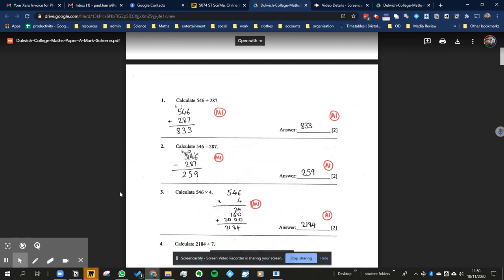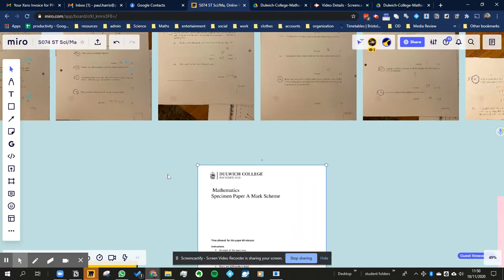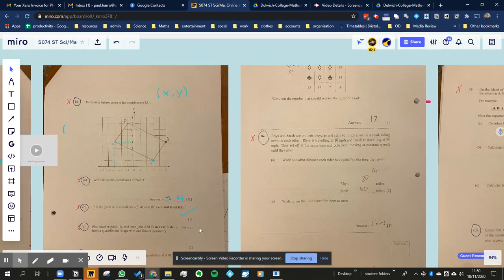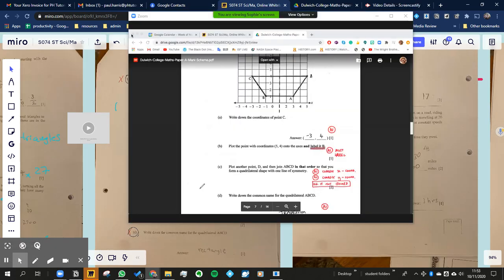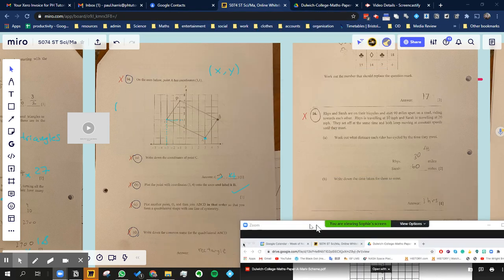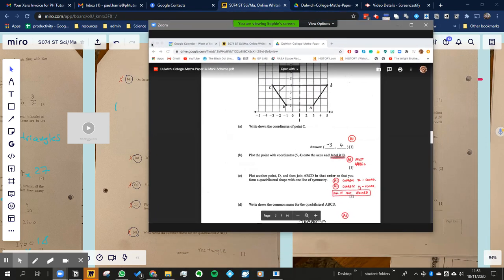I'm looking at the answers now on the screen, and if I go back to Miro now, so we can show how to mark this. We're looking at question 14, so we need to find question 14 on the mark scheme. Right. So now when we look at the mark scheme, we can see that they drew this shape. Now, can you work out why they drew that shape instead of your rectangle? You drew a rectangle, but they drew this trapezium.